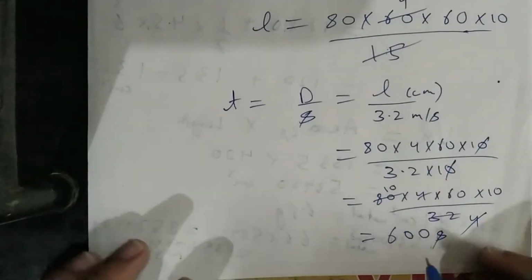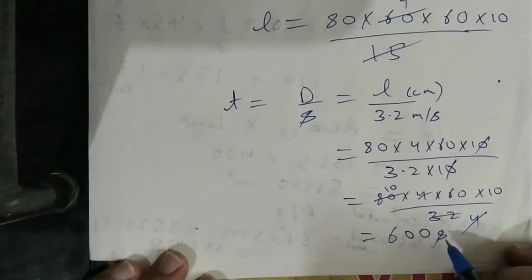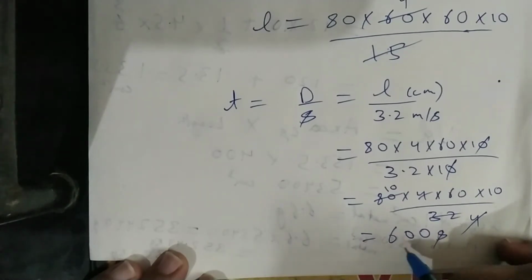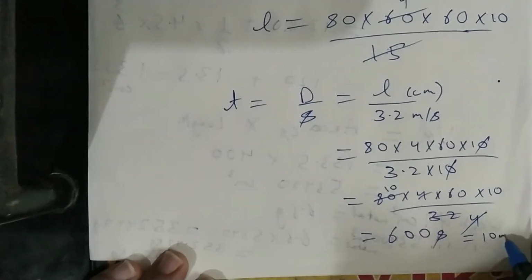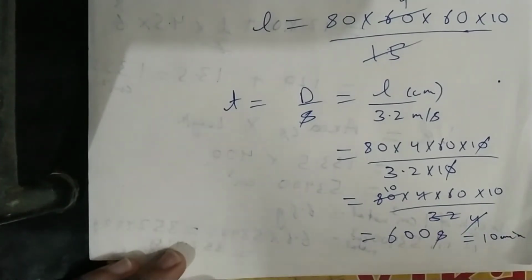So time is 600 seconds. If we divide it by 60 to change it into minutes, which is equal to 10 minutes, which is your answer.